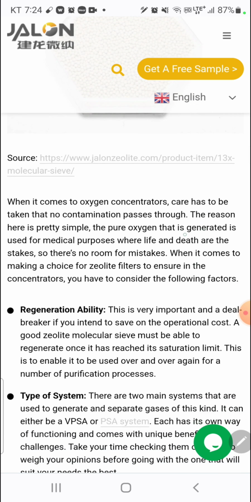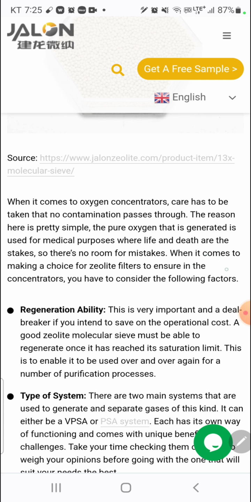So there's in the stake or stakes. So there's no room for mistakes. When it comes to making a choice, I think usually it should be life and death are in the stake. Is more popular expression.